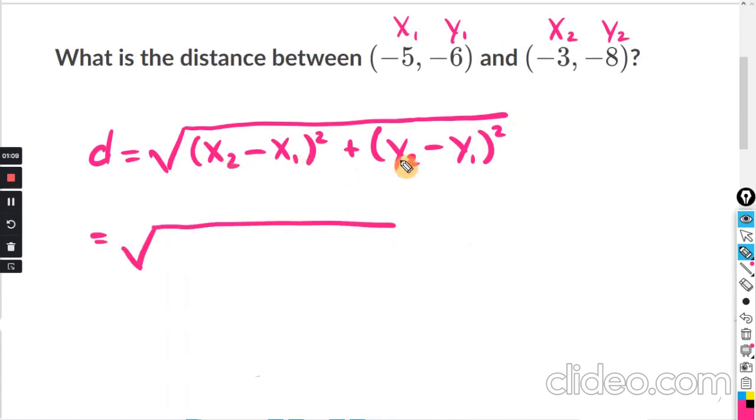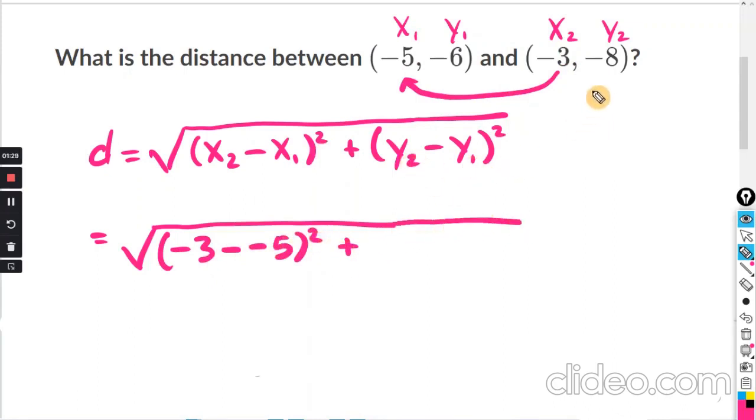Okay, x2 minus x1, we labeled this x2, so I'm going to do -3 minus -5 in parentheses, -3 minus -5, and that gets squared. And then for y2 minus y1, I'm going to do -8 minus -6. Okay, and that's in parentheses. -8 minus -6. And that gets squared as well.